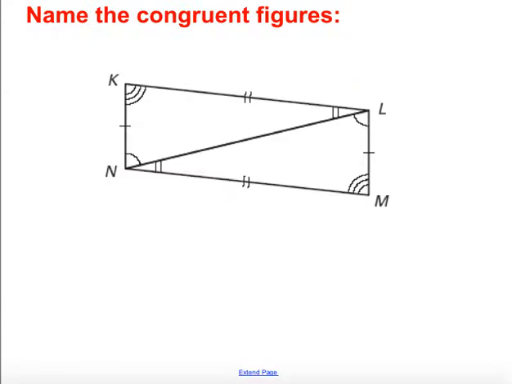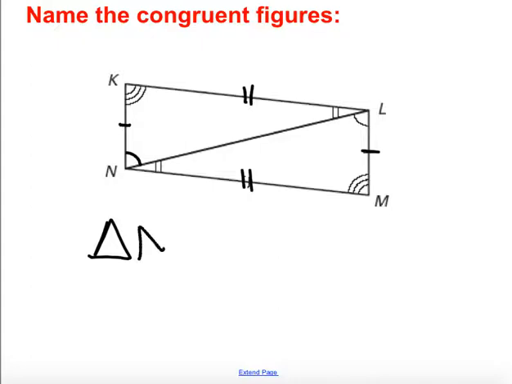Okay, name the congruent figures. We see that we have congruent figures because we have angles that are the same and side lengths that are the same. These tick marks tell me that that side is the same as this. These two tell me that these two are the same, and the shared side is the same. Now we have to go in order to name the triangle. Let's start with one angle, then two, then three.